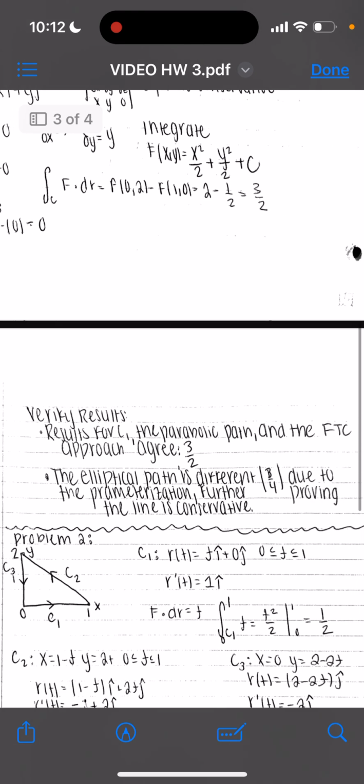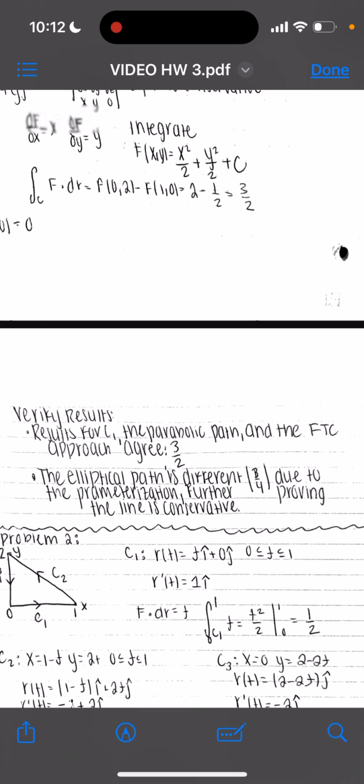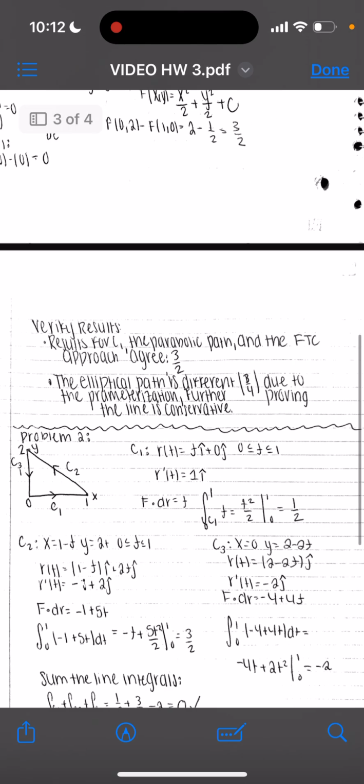We then verify the results. The results for C1, the parabolic path, and the FTC approach all agree that the answer is 3/2. The elliptical path is different, 3/4, due to the parametrization, further proving that the line is conservative. That's the end of problem 1.